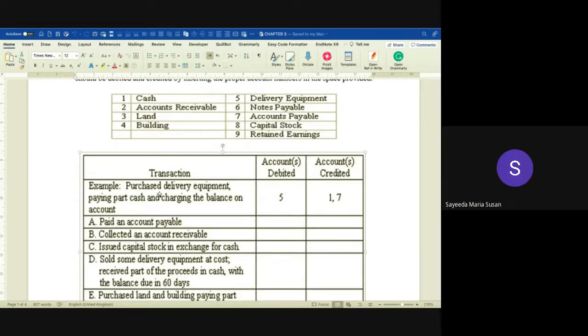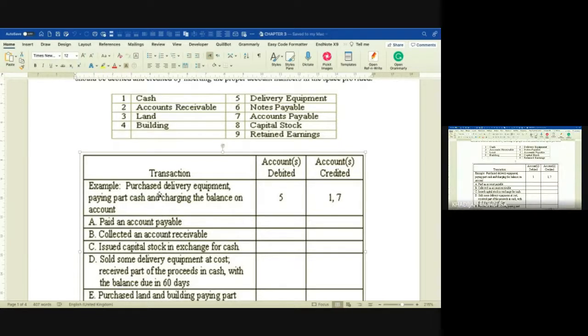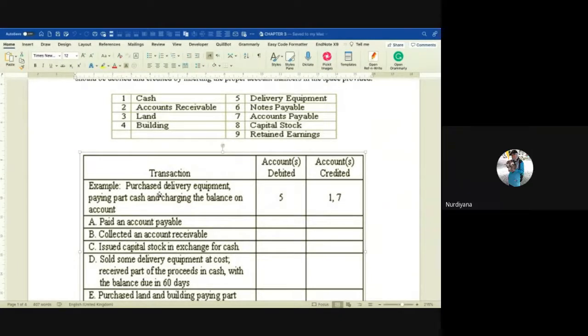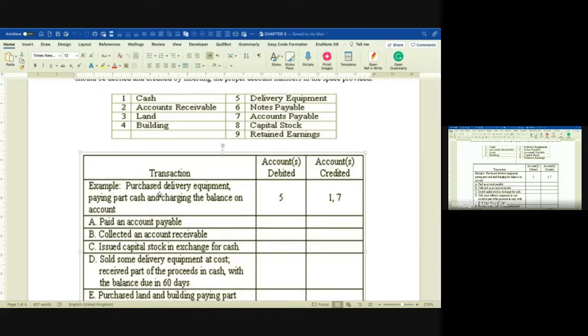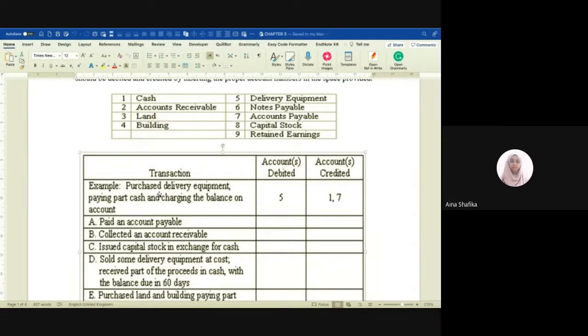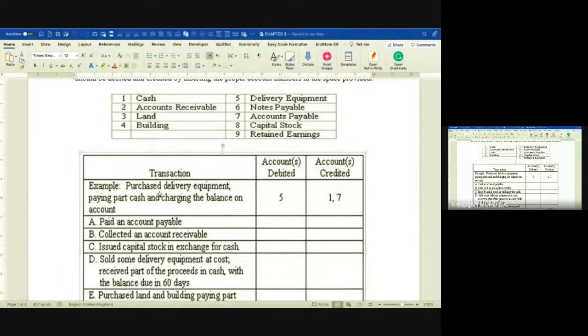Debit, debit, debit. What are the other accounts involved? Accounts receivable, right? Account number 2. So for account number 2 here, does accounts receivable increase or decrease? Decrease, right. Because why? Because initially you have, for example, 100, but now because the accounts receivable has paid you, the amount to be received is lower in the future.